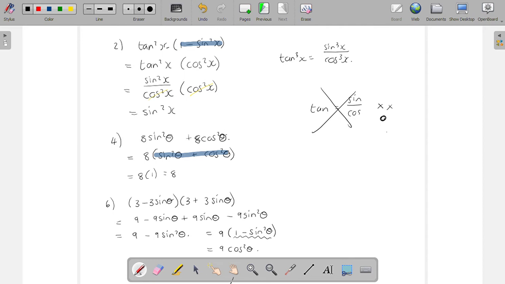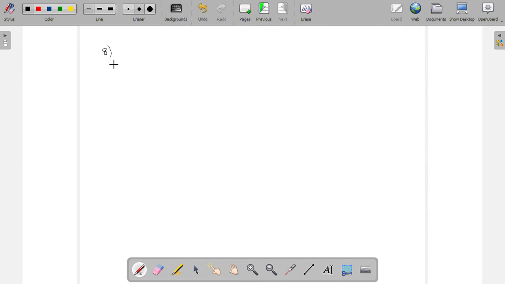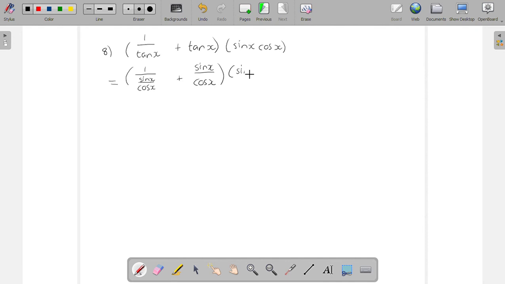Okay, and then I gave you guys number 8 as well, right? How did it go with number 8? Okay, so I'm going to write this as 1 over sine x over cos x. And I'll come back to this now. And this is just sine x over cos x. And for now, I'm going to leave this bracket as is.